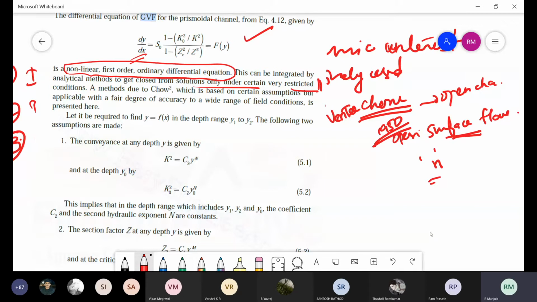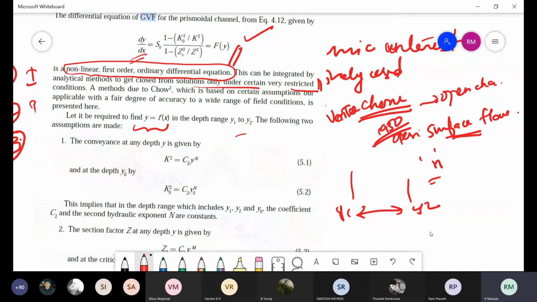It is mainly based on assumptions. Actually, we are going to derive the gradually varied flow profile. Now we know that dy by dx is nothing but a function of y. Now we will take up finding y, where y is equal to f of x. The depth ranges from y1 to y2. There are two different depths. And what are the assumptions you are making?